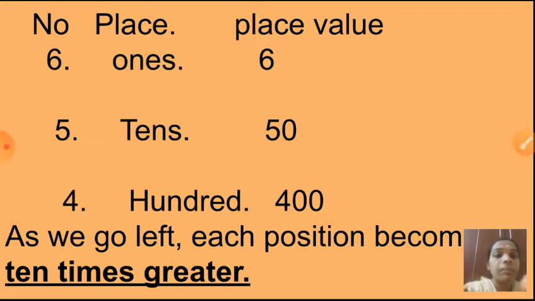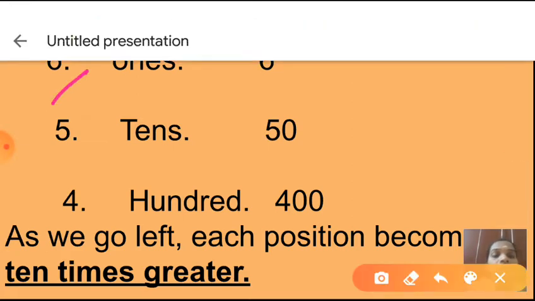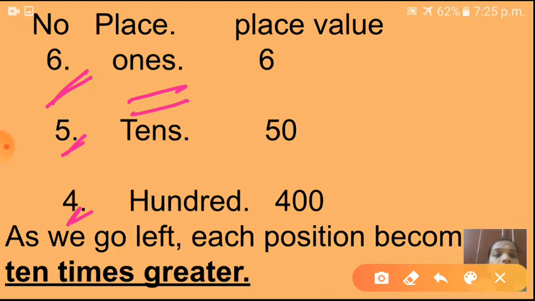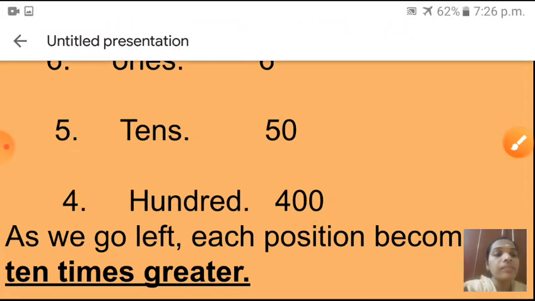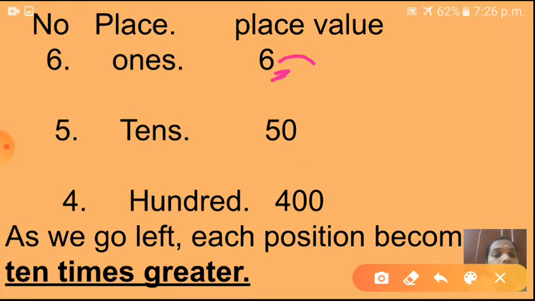Yes, here I have given that number and its places and place values also. The place value of 6 is 6. The place value of 5 is 50. The place value of 4 is 400. This one you already studied in your 5th standard, isn't it children? See here, as we go left, each position becomes 10 times greater. So here it is ones place, and here it is 10 times greater, that is tens, and again 10 times greater, that is 100.